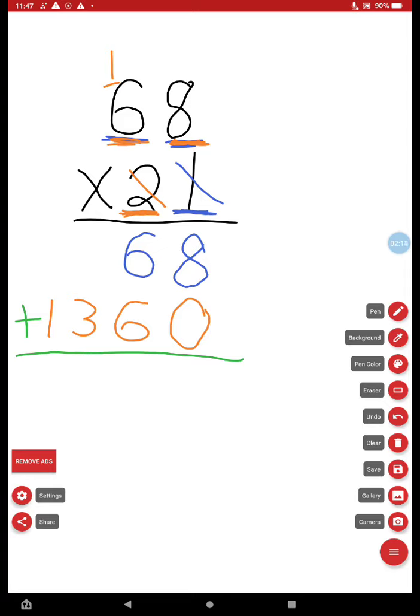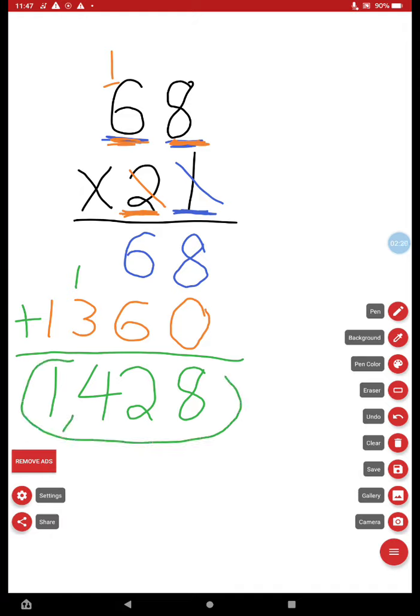8 and 0 is 8. 6 and 6 is 12. Carry the 1. 1 and 3 is 4. And then 1 and nothing is 1. So when I do 68 times 21, I'm going to get an answer of 1,428.